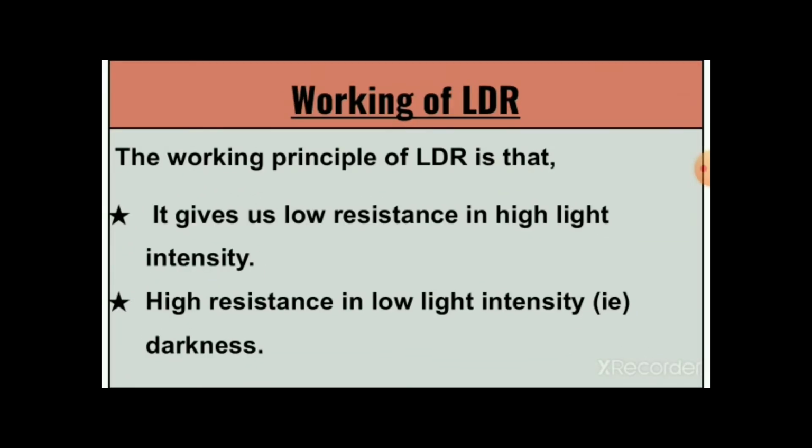So, working of an LDR. The working principle of an LDR is that it gives us low resistance in high light intensity and high resistance in low light intensity. Low light intensity means darkness. So we know that light intensity is inversely proportional to resistance in the case of an LDR.